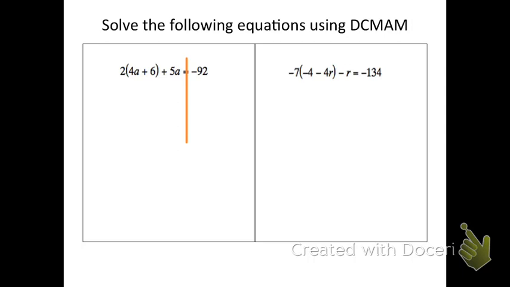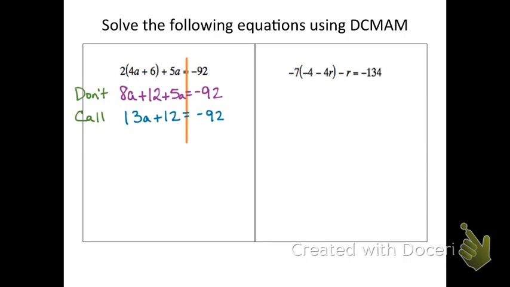So I see parentheses, so I know I'm going to distribute. When I distribute the 2, I get 8a plus 12 plus 5a equals negative 92. And that is my "don't," or distributive property. The second step says "call," and "call" means combining like terms. On the left side, I have 8a, a positive 12, and a positive 5a. I notice that the 8a and the 5a are like terms, so I'm going to combine them, and that's going to give me 13a plus 12 equals negative 92. And that is my "call" step.